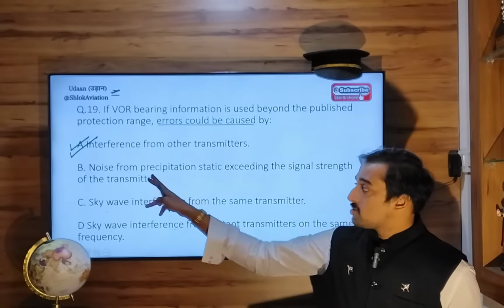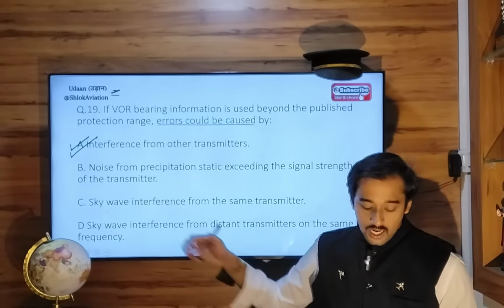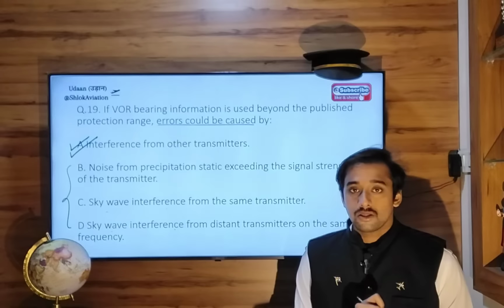Now this option B, which is noise from precipitation static, sky wave interference, these are the errors of NDB, not VOR.